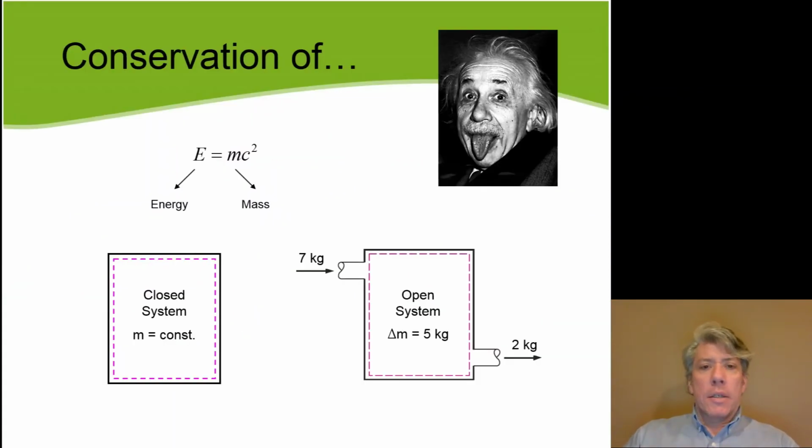In this class, we will consider energy to be conserved and mass to be conserved. Of course, Einstein showed that that's not exactly right, that you can transform some mass into energy, but that's okay.